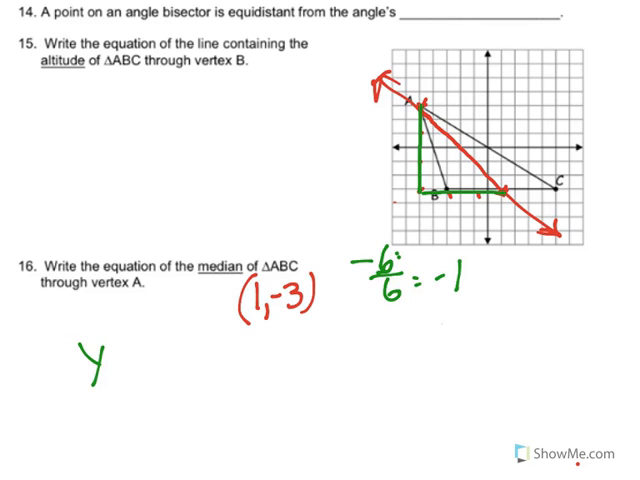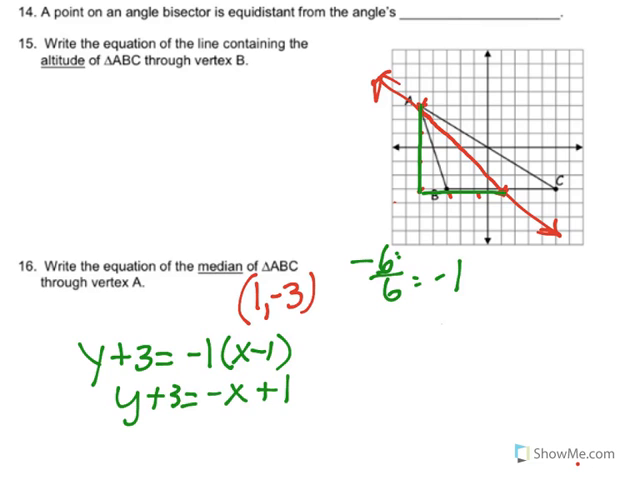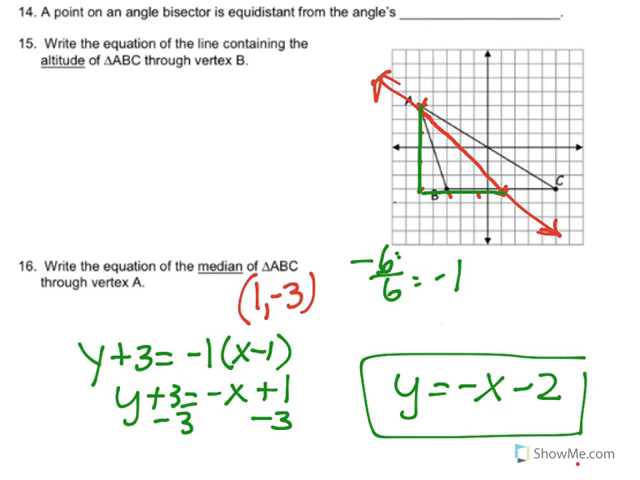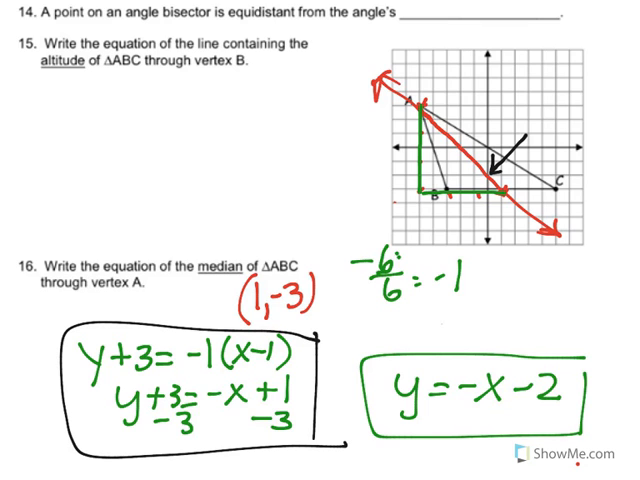So y, let's use point slope form. Y minus y1 would be y plus 3 is equal to the slope -1 times x minus 1. So y plus 3 equals -x plus 1. Subtract 3. So we get y equals -x minus 2. And this one, when I drew the line, you could kind of see the y-intercept was right there at -2. But I wanted you to see the process, just so you know. If you have a point and you have a slope, use point slope form.